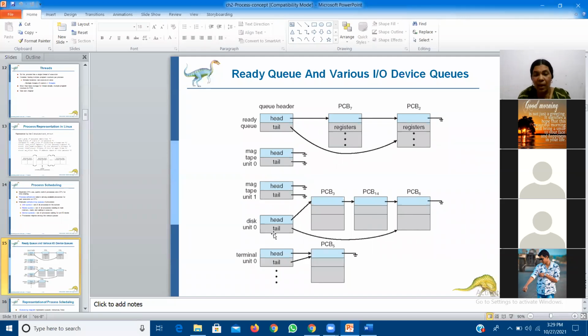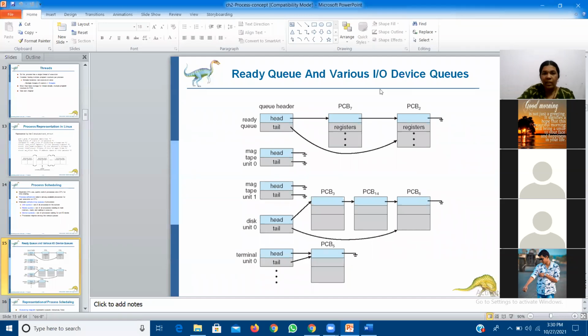So processes, they are trying to access the data. Either they want to read the data from the disk or they want to store the data on the disk. So like that, here in this example, three processes are given, that is PCB 3, PCB 14 and PCB 6. So these are the three processes that are waiting for disk unit 0. Next, another device they have given, that is the terminal unit. In this terminal unit, only one process is waiting to do the input output operation. So like that, each and every device has its own queue, so all these four are device queues, and this is the ready queue.